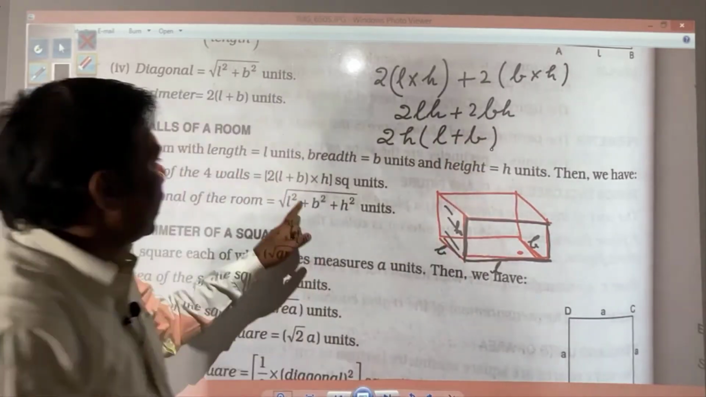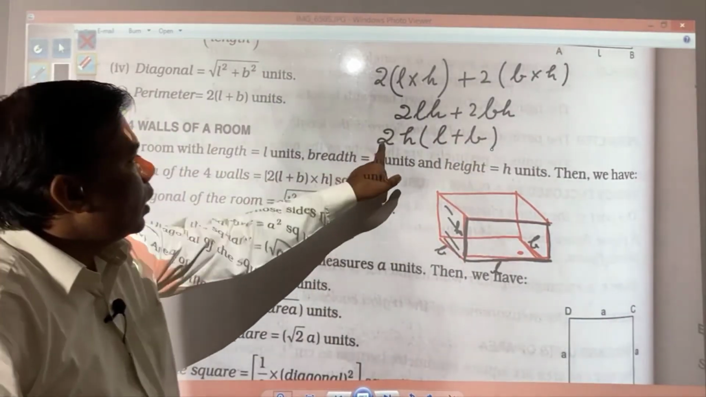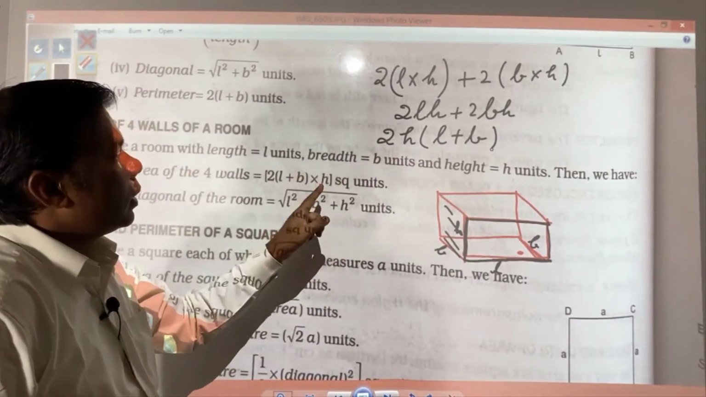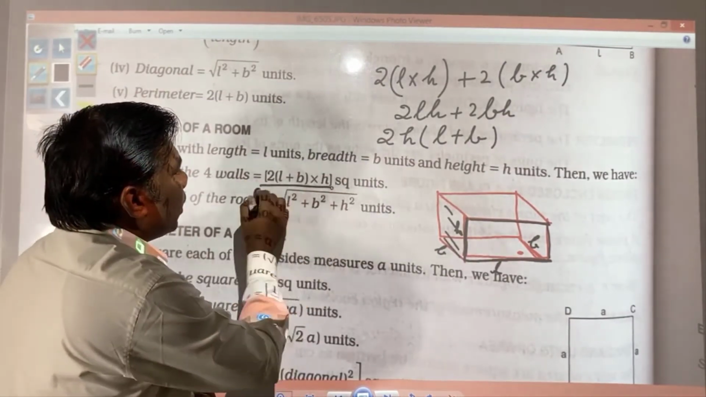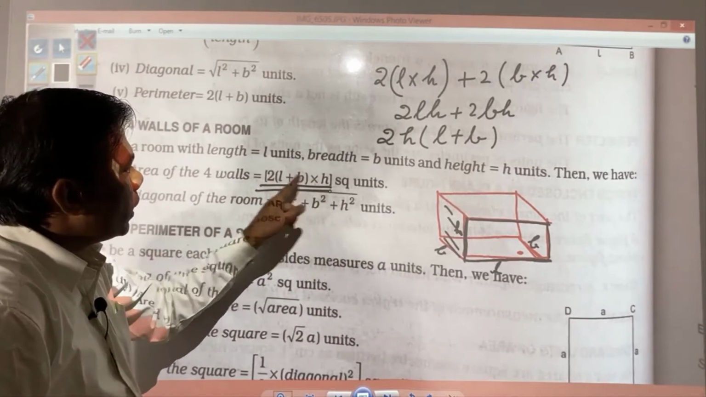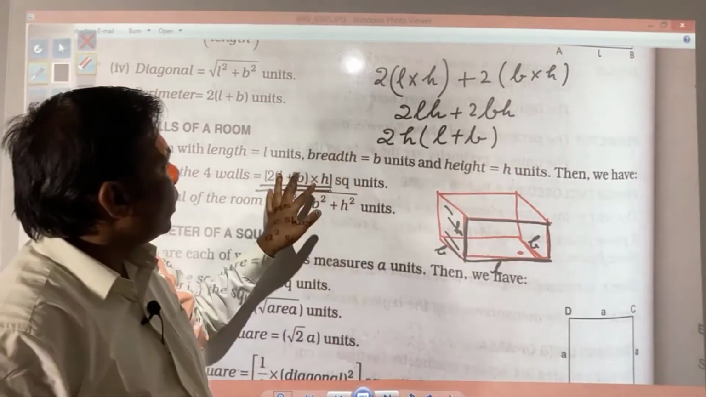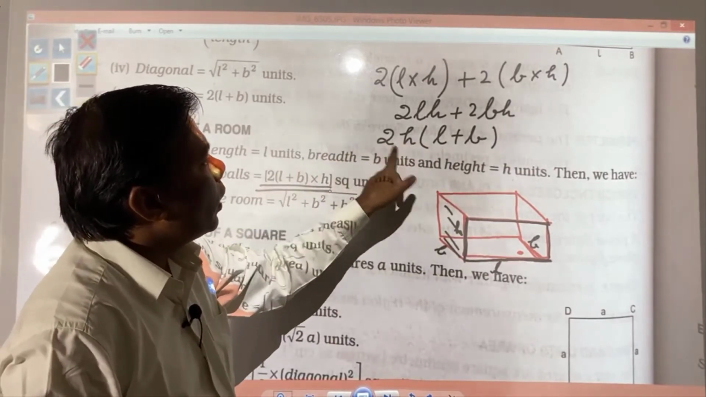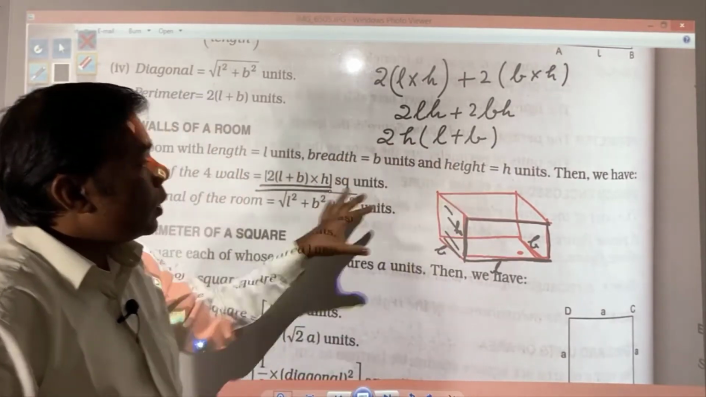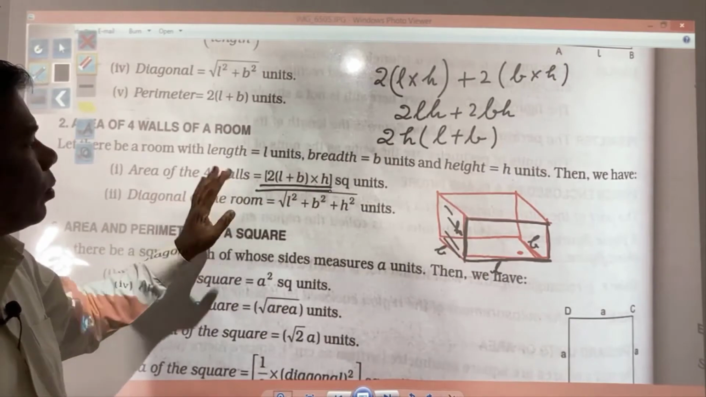The same thing has been written. 2 into L plus B into H. Either you write in this way, 2 into H, 2H into L plus B. So either you write in this way or in this way, 2H into L plus B. So this is the area of the 4 walls.